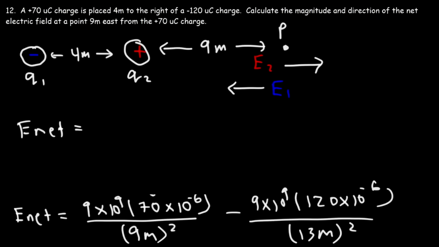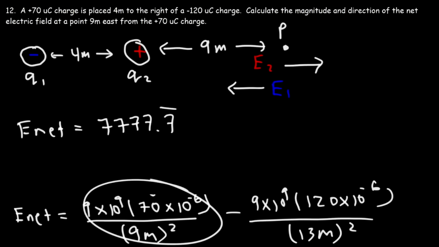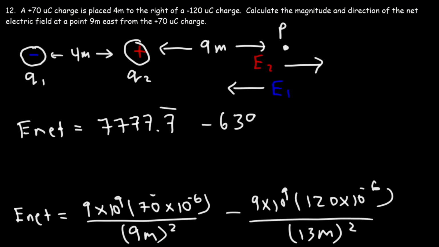So now let's plug this in. 9 times 10 to the 9 times 70 times 10 to the minus 6 divided by 9 squared. So this is going to give us 7,777.7 repeating for this part. And then for the other electric field, 9 times 10 to the 9 times 120 times 10 to the minus 6 divided by 13 squared. That's going to be 6,390.53.